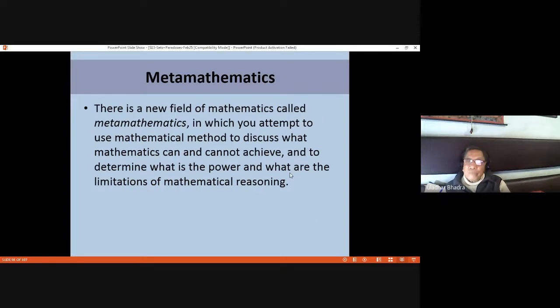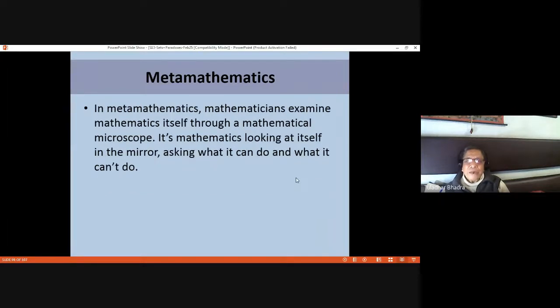There is a new field of mathematics called meta-mathematics. Now you can see it's growing up to meta-mathematics, in which you attempt to use mathematical methods to discuss what mathematics can and cannot achieve, and to determine what is the power and what are the limitations of mathematical reasoning. So in meta-mathematics, mathematicians examine mathematics itself through a mathematical microscope. It is mathematics looking at itself in a mirror, asking what it can do and what it can't do.